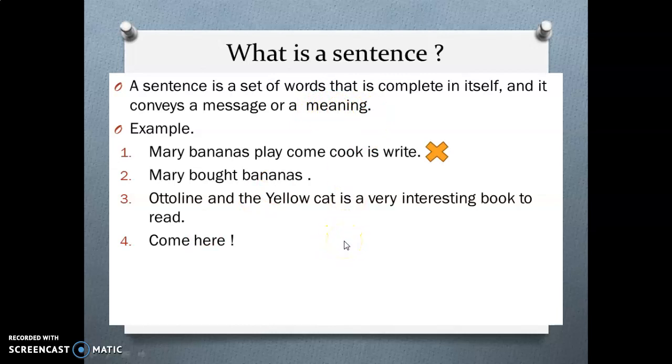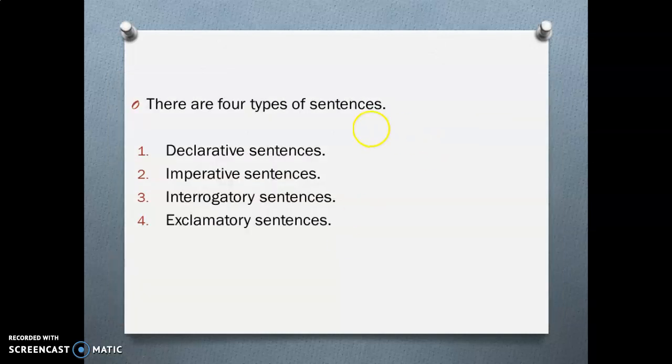Now, I know that you understand what a sentence is. Now we're going to look at the different types of sentences. And we know that there are 4 types of sentences. The first type of sentence are called the declarative sentences. 2. Imperative sentences. 3. Interrogative sentences. And 4. Exclamatory sentences. Now we're going to look at each one of them at a time.